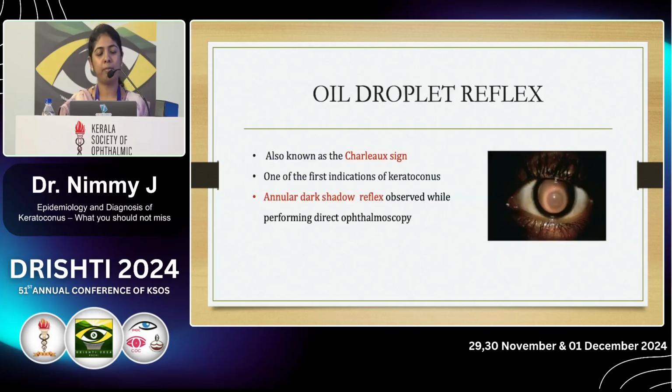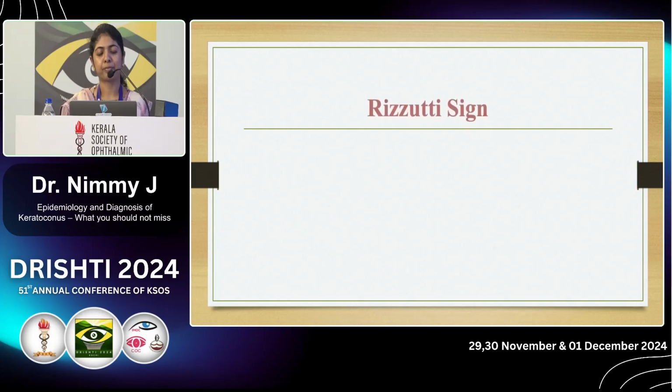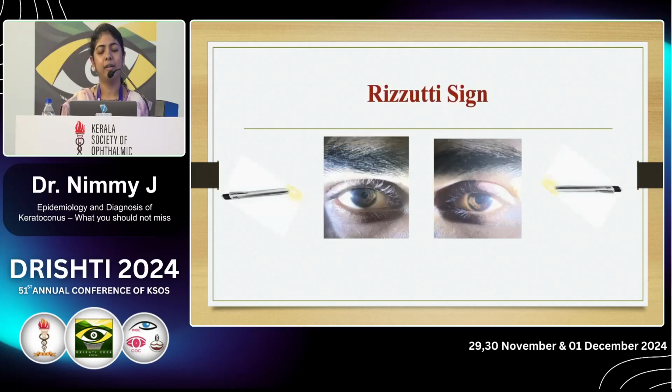Next is the oil droplet reflex or the Charleux sign. It is an annular dark shadow reflex that is observed while performing distant direct ophthalmoscopy. Next is the Rizzuti sign. When a torchlight is shown from the temporal aspect, we can see a conical reflection on the nasal aspect of cornea.